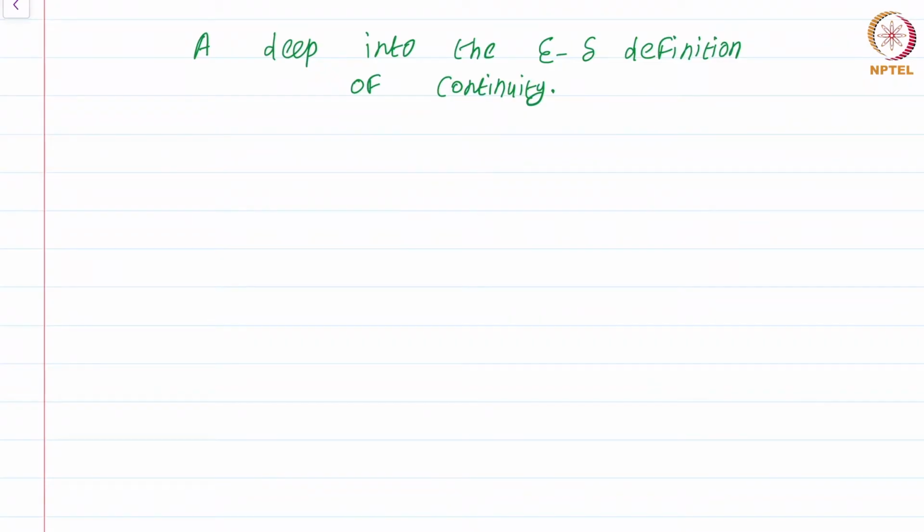We are about to dive in deep for the second time in this course. This time, our deep dive will be through the epsilon definition of continuity, which I will state first. Let f from A to R be a function and x is an element of A.